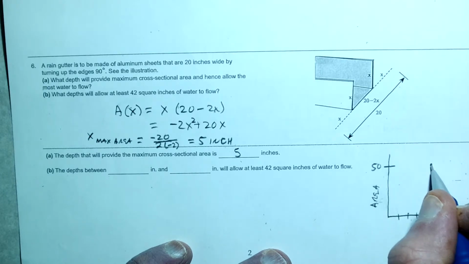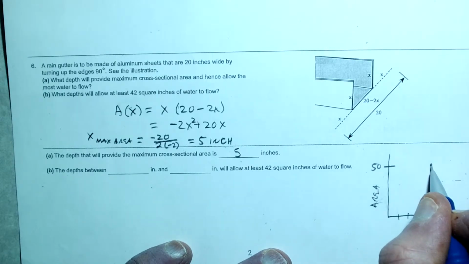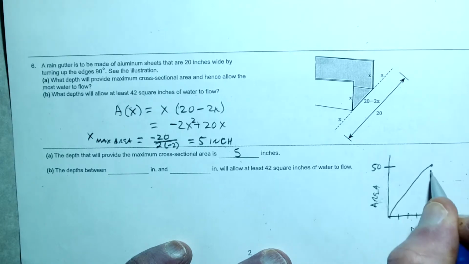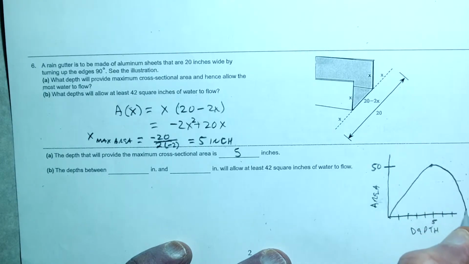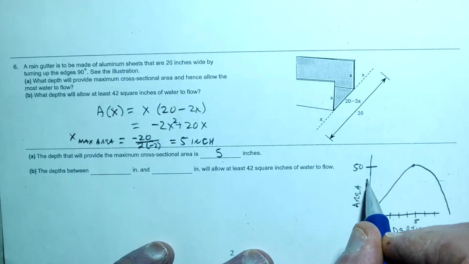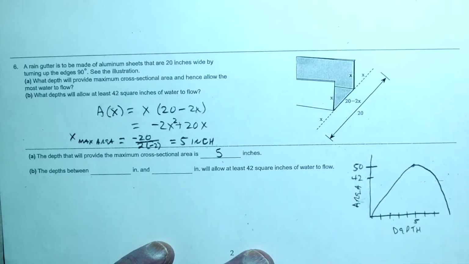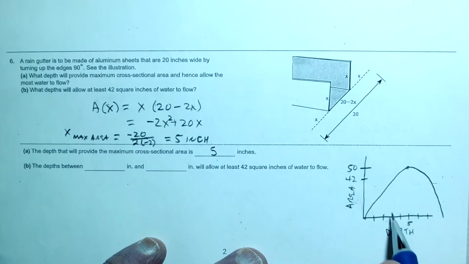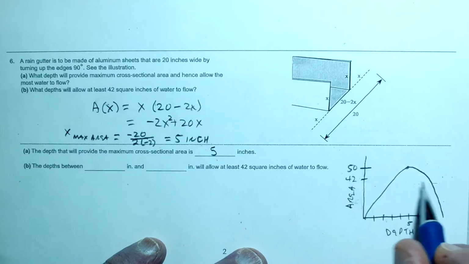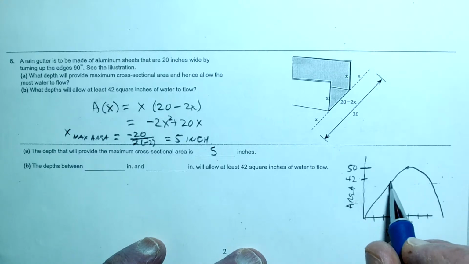But imagine that we had this kind of thing. Obviously if we had no depth at all, it would be the flat sheet of metal and there wouldn't be any cross-sectional area. So we have this quadratic kind of thing going on here, right? We got something like this. So what we want to know is, at 42 square inches of cross-sectional area, and there'd actually be two answers, what would be the depth that would produce 42 square inches of area? We want this point and this point.